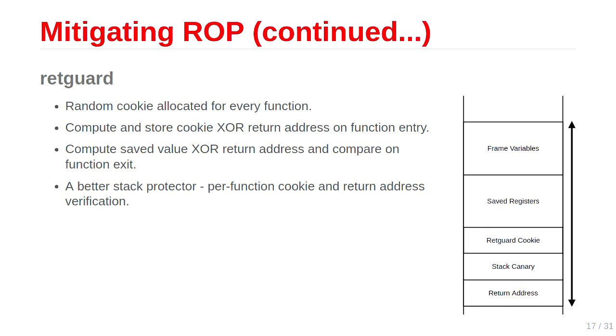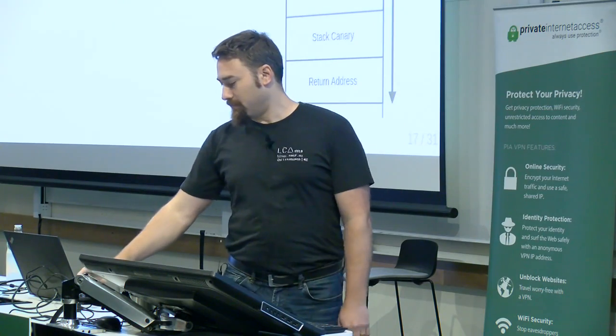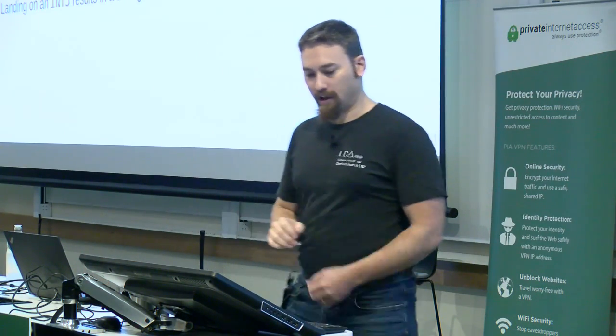So we take a randomized value which is provided on a per function basis. We do a calculation, we store it, we then compare it on exit, and we're actually verifying that the return address is what we actually intended it to be when we called the function. Again, this makes it a lot harder to actually do anything useful here.